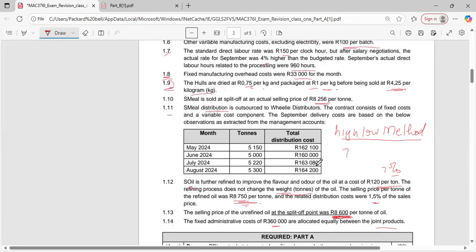So let's use our high-low method. What are we going to do? The highest what? Activity. Am I correct? We start with the highest activity minus the lowest activity. You compare the highest activity and the lowest activity. The highest is this one. The lowest is this one. So the high cost is going to be 164,200 minus 160,000 over 5,300 minus 5,000. That's the variable cost per unit.